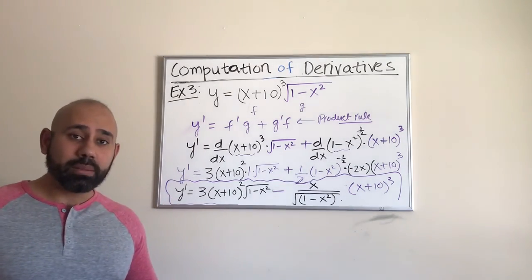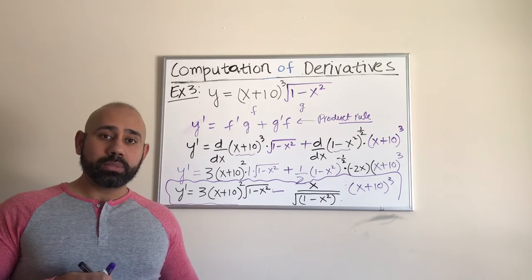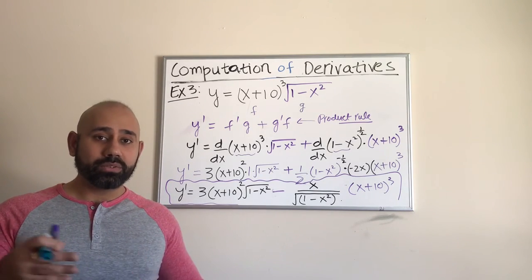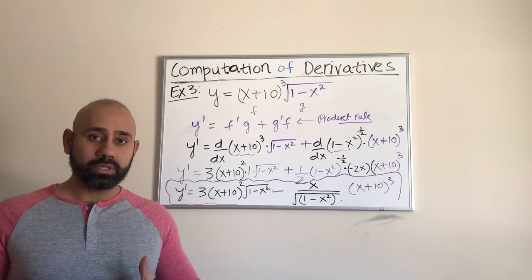I'll see you in the next example, where I think I'm going to do something with the quotient rule and a combination of quotient as well as the chain rule. Till then, take care.